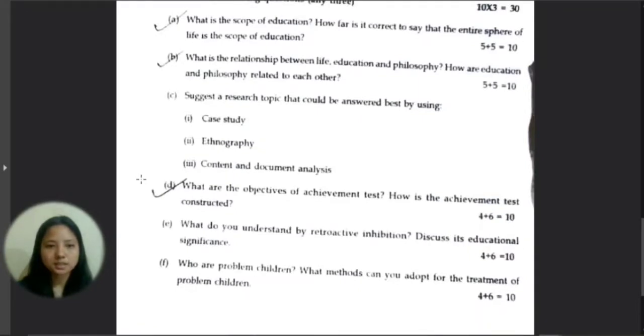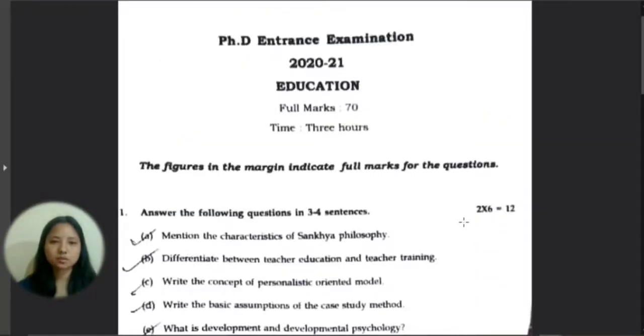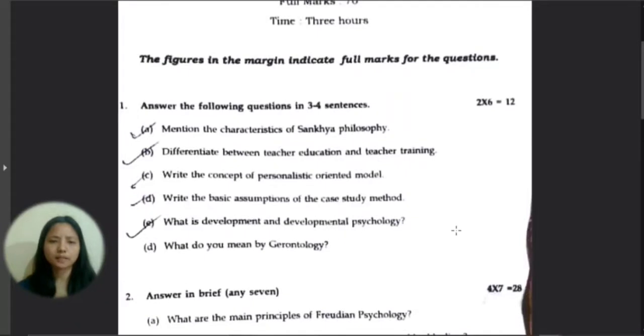How is the achievement test constructed? The next is, what do you understand by retroactive inhibition? Discuss its educational significance. The next is, who are problem children? What methods can you adopt for the treatment of problem children? So this was all about the PhD entrance of Cotton University, and here one can say that more questions have been framed from the philosophical foundation of education.